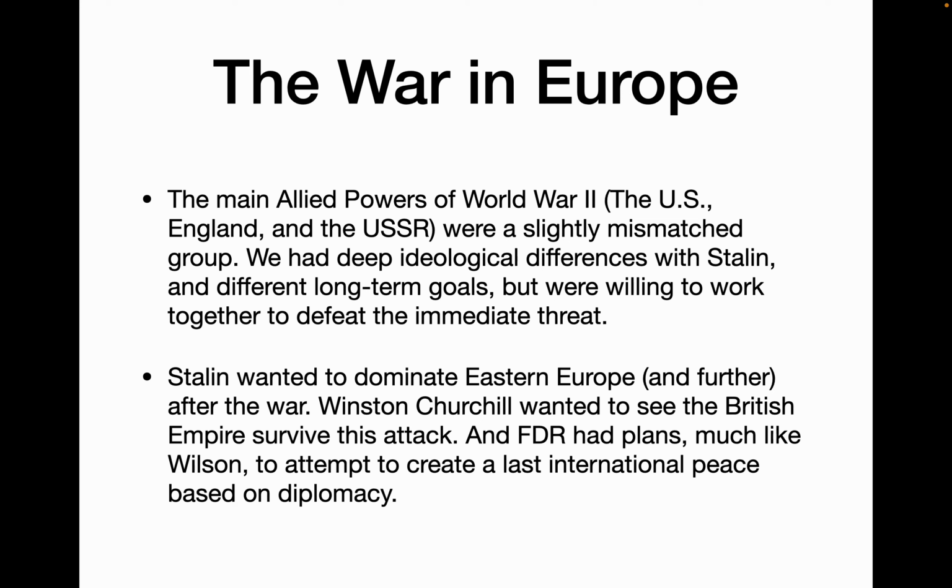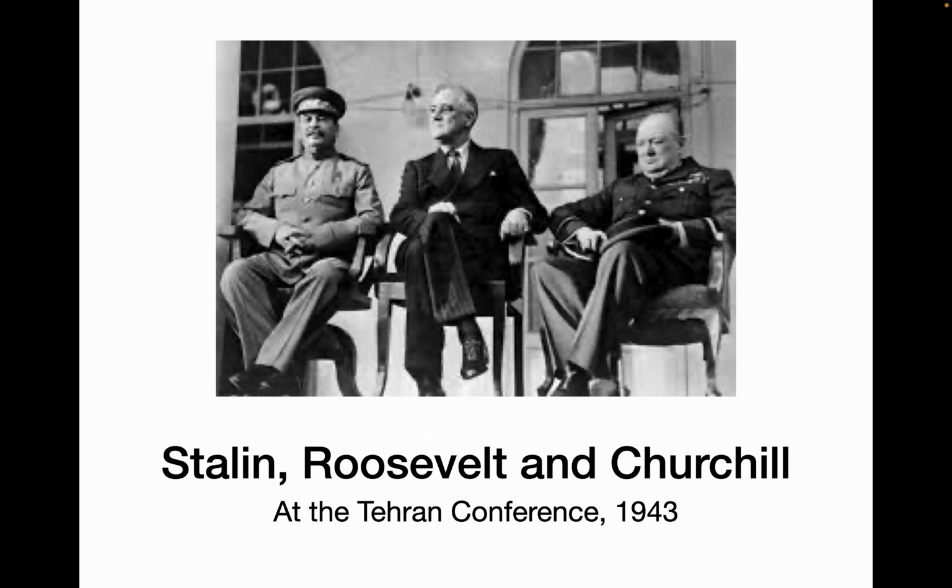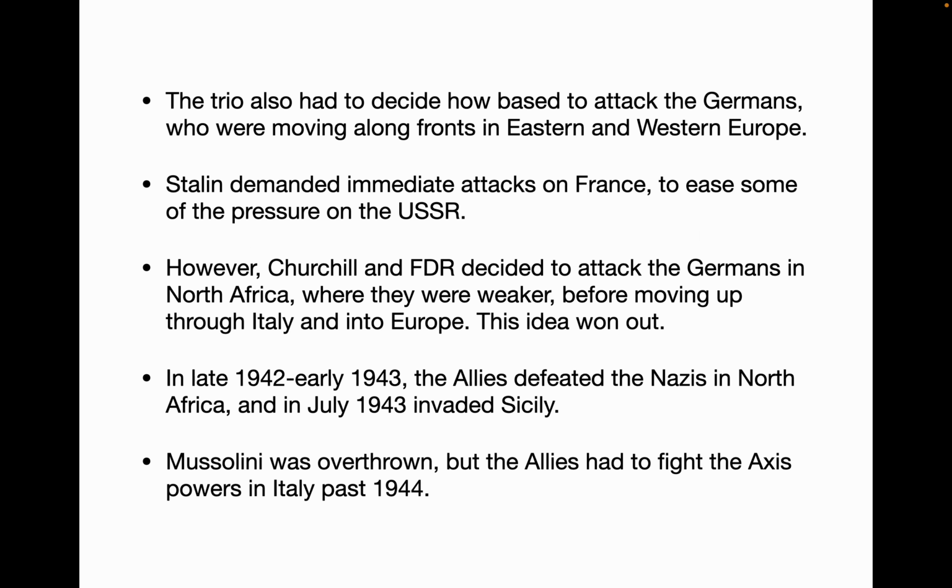Now, Stalin had really been getting rocked by Hitler for the past couple of months, and so he was calling for the Americans and the British to help him out. But this was also leading towards a time where he wanted to dominate Eastern Europe after the war. Churchill wanted to see Britain back to its former glory. FDR, as we're going to see, had plans to be more like Wilson, to create a lasting international peace based upon diplomacy. So here are Stalin, Roosevelt, and Churchill at Tehran in 1943.